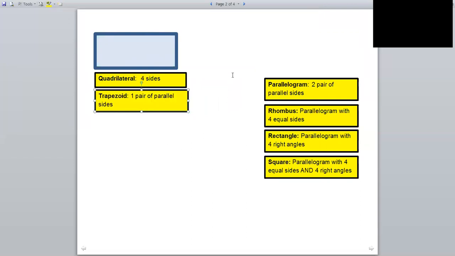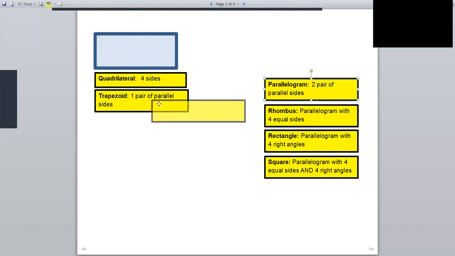Let's go to our next term, parallelogram. A parallelogram is going to have two pairs of parallel sides. So we already agreed that the top and bottom form one pair of parallel sides. Would the left and right form parallel sides? Yes. So we would have two pairs of parallel sides. So by definition, we could call this polygon a parallelogram.